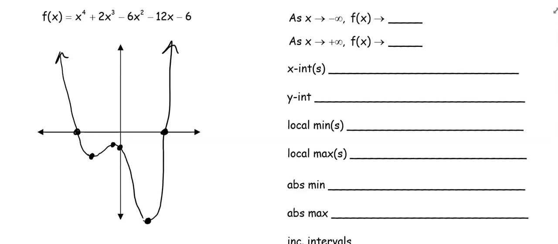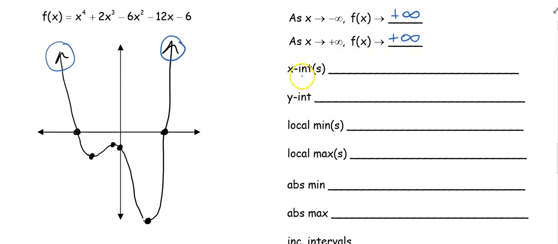We're going to start with our end behavior. As x approaches a negative infinity, so as I go left, my arrow is going up. So that's a positive infinity. As x goes to a positive infinity, which is to the right, my arrow is going up. So that's a positive infinity.